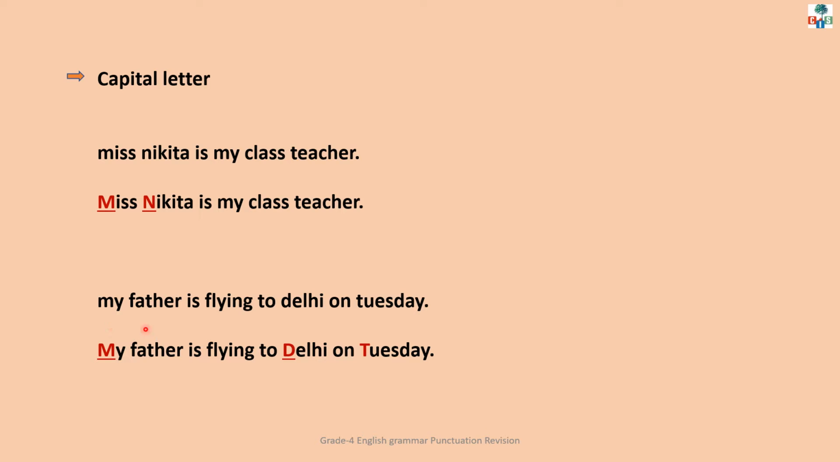Second example: my father is flying to Delhi on Tuesday. Again, children, we have to start the sentence with a capital letter. So in my, the first letter is capital, and Delhi is a proper noun, so the first letter of this proper noun, D, should be capital, and Tuesday is also a proper noun. So remember this, children, a sentence should always begin with a capital letter.